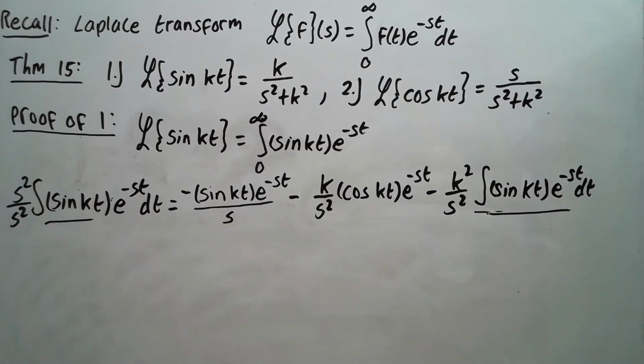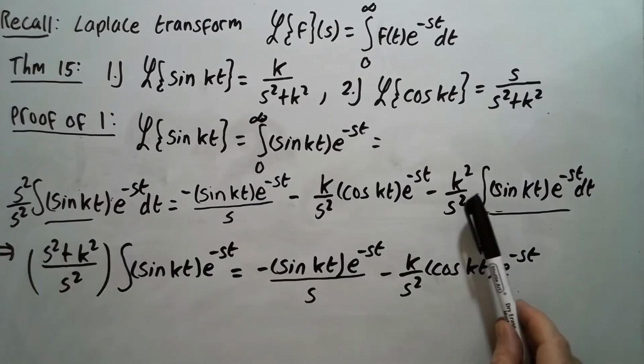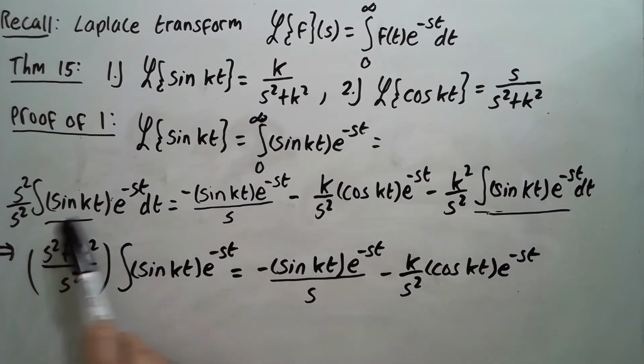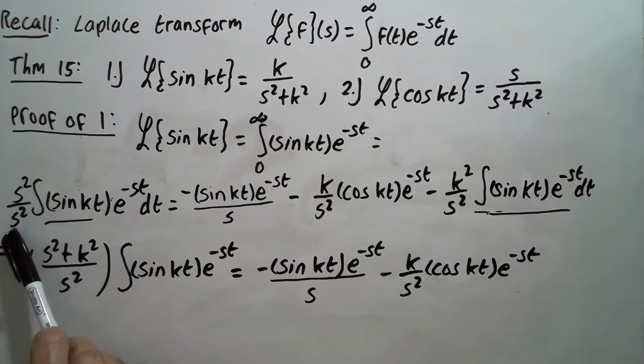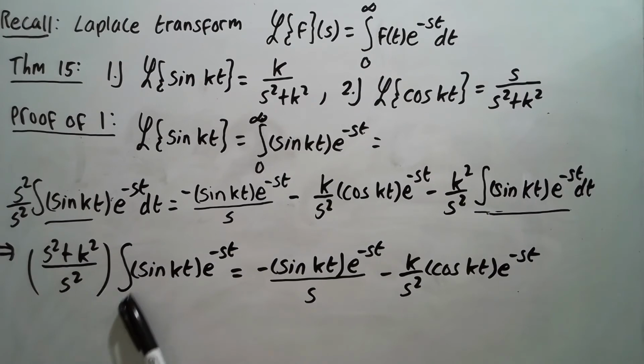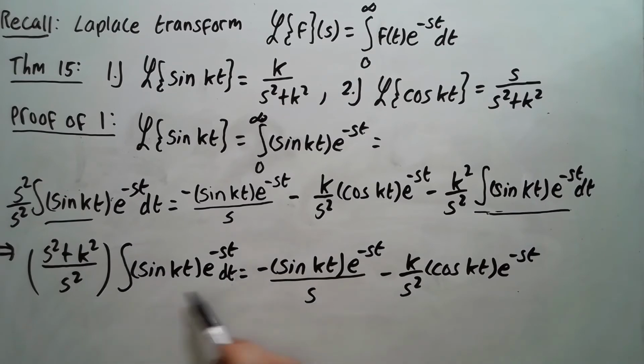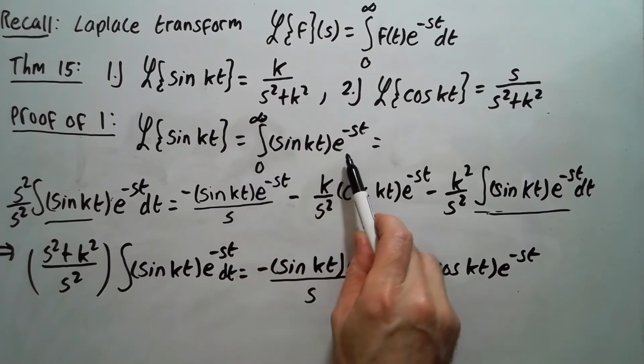So doing that, we get, adding the k squared over s squared integral part to this side, I can pull out the common integral part and then add s squared over s squared plus k squared over s squared. So it's going to become s squared plus k squared over s squared, integral of the sine term. Then we still have these two terms here and here. Now notice here we have the integral of sine kt e to the minus st dt. We have this guy, and that is the Laplacian up here.